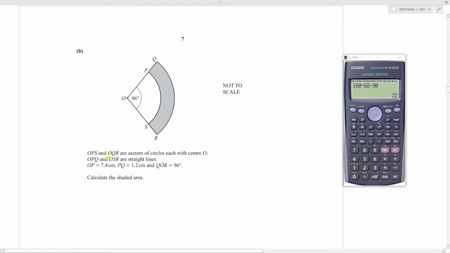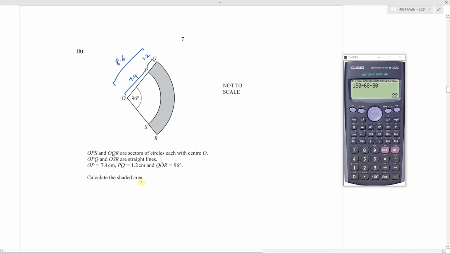Part B: you're given OPS and OQR are sectors of a circle with center O. These are straight lines. OP is 7.4, so this is 7.4, and PQ is 1.2, so this is 1.2. So this whole radius, OQ, will be 7.4 plus 1.2, which is 8.6 centimeters.